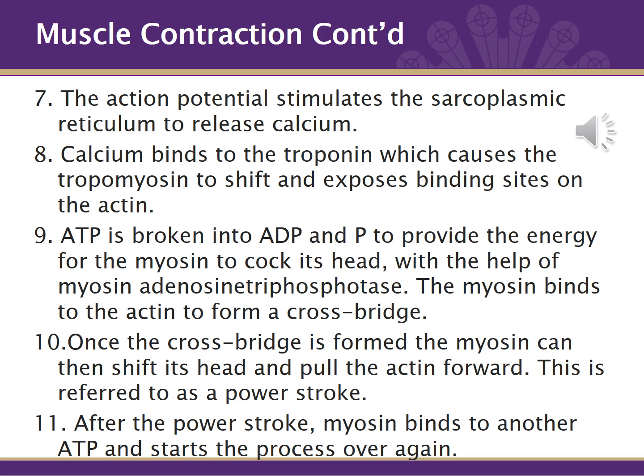When the myosin releases to form another crossbridge, actin does not slide back into its original position because there are numerous myosin heads at different portions on the molecule. So while some of these are releasing and reshifting, others are forming and pulling.